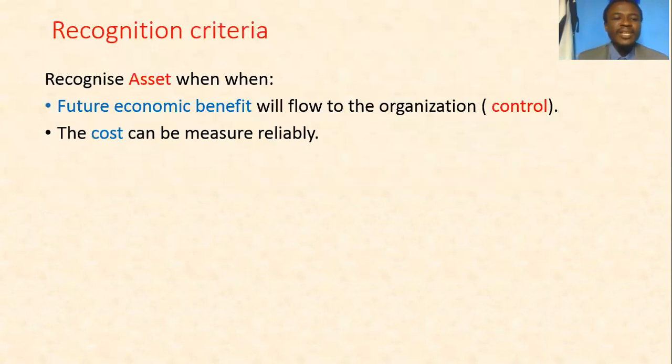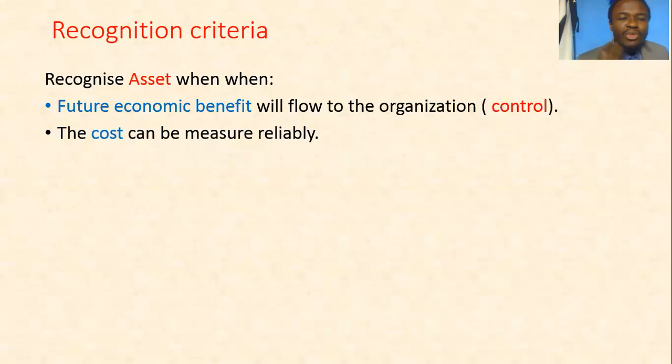Very good. Now let's look at the recognition criteria for assets. Recognize assets when future economic benefits will flow to the organization. All the items you see as assets in the balance sheet mean that future benefit will flow from them. You'll get benefit from your PPE, property, plant and equipment, your stock and your receivables. The period of time is what separates non-current assets from current assets. If you get a benefit within a year, they form current assets. If you get a benefit in more than a year, they form non-current assets.